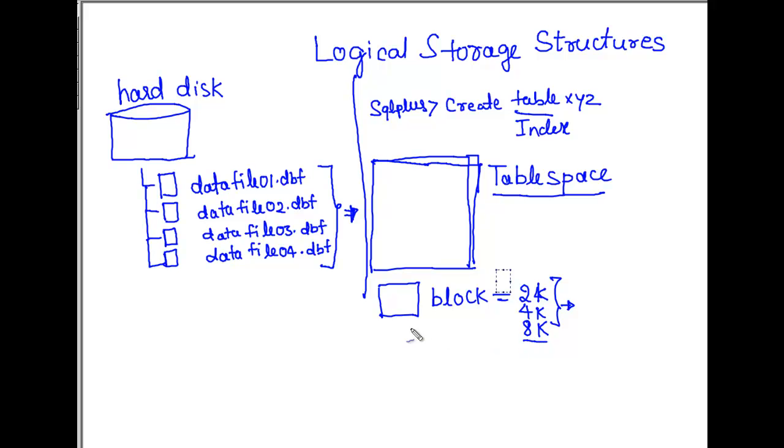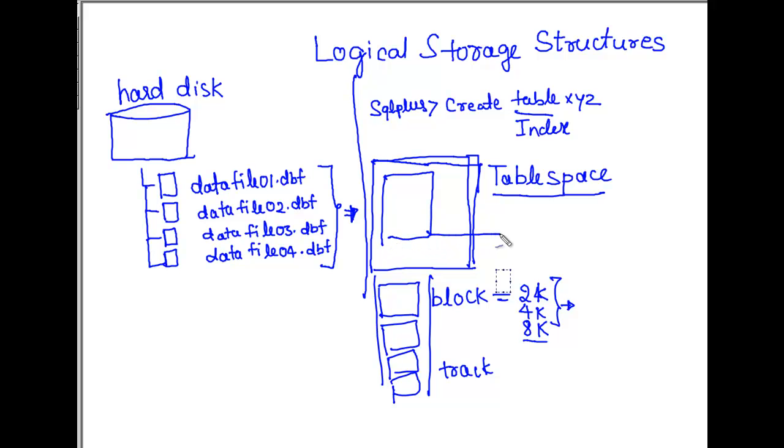So for a tablespace, the smallest unit is a block, and when you add up multiple continuous blocks together, it is called an extent. If these extents together belong to a particular table or particular index, it is called a segment. So your segments could be data segments, or index segments, or sometimes large object segments as well.